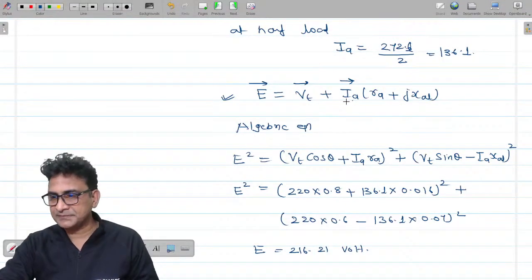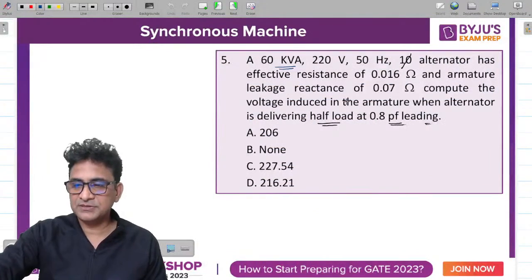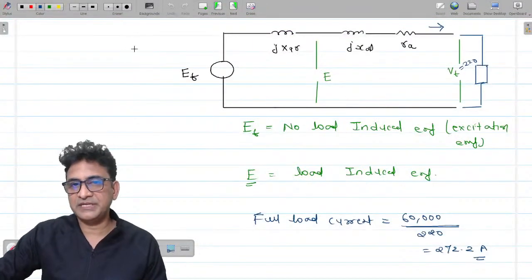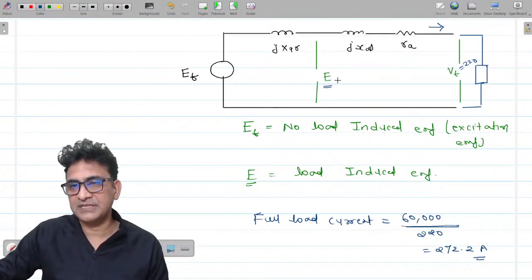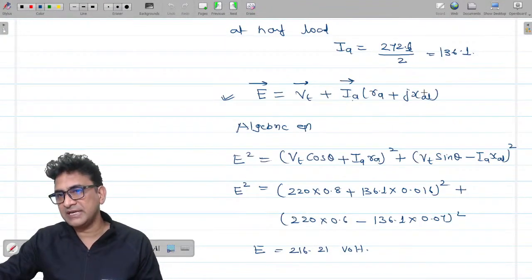Okay. So always remember, in this question you are not going to find the value of EF, you are going to find the value of E. If you had to find EF, then here, in place of XL, you would use XS.